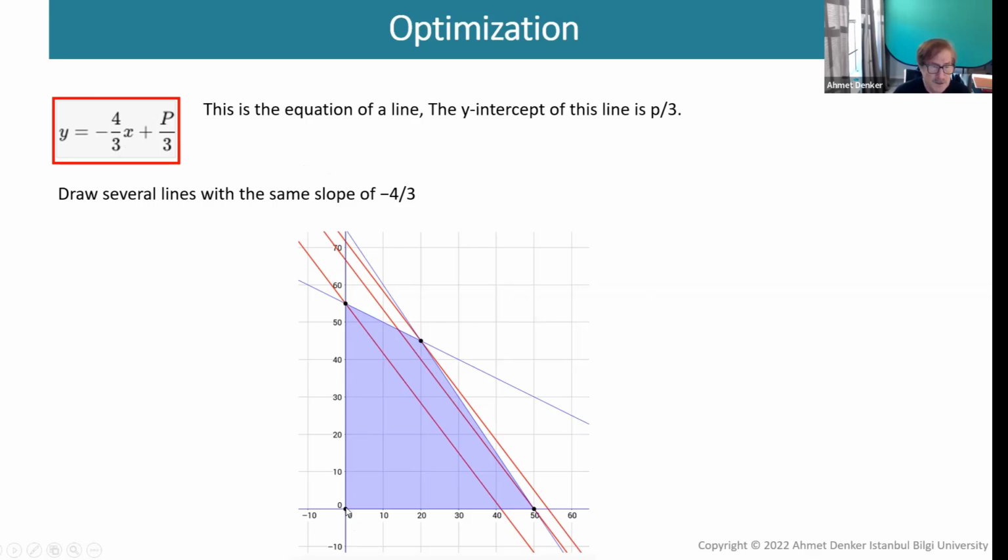Okay. So if you look at these, you can see that this line which goes through this corner has got the largest intercept. So does this correspond to our optimal solution? Very probably it does. So we may write a rule from here. The rule is that the optimal solution lies in one of the corners.